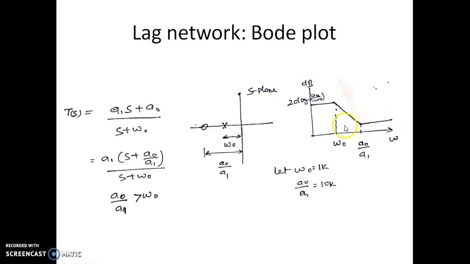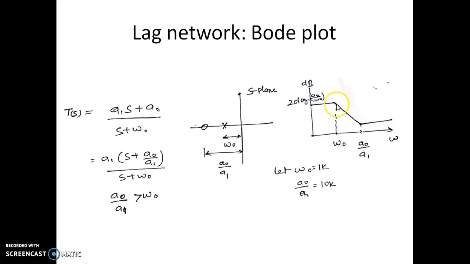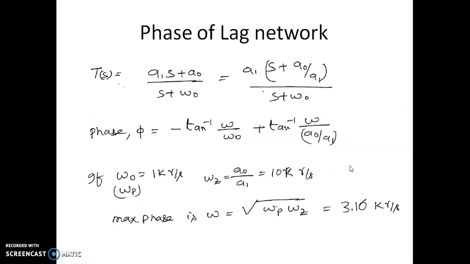So at omega naught we have a pole, and at a naught by a1 there is a zero. Initially the slope is 0 dB per decade, then it becomes minus 20 dB per decade because of the pole, and then it again becomes 0 dB per decade because of the zero. Here in this example we are assuming omega naught to be 1 kiloradian per second, whereas a naught by a1 happens to be 10 kiloradian per second. This is the assumption we are making.